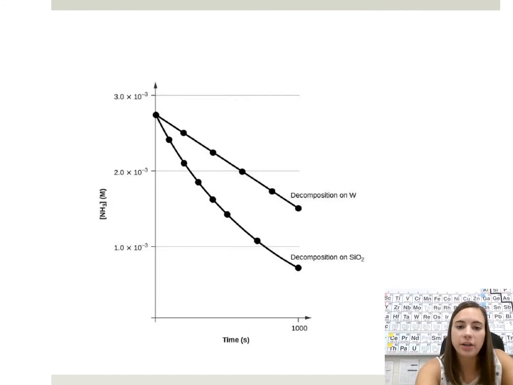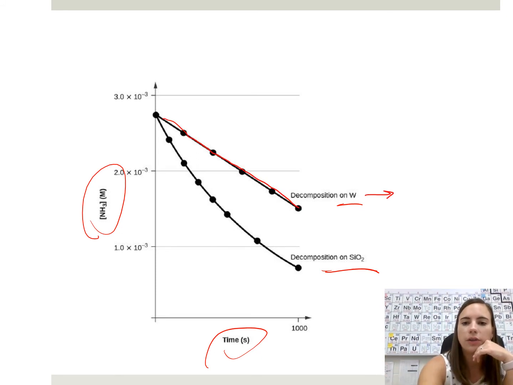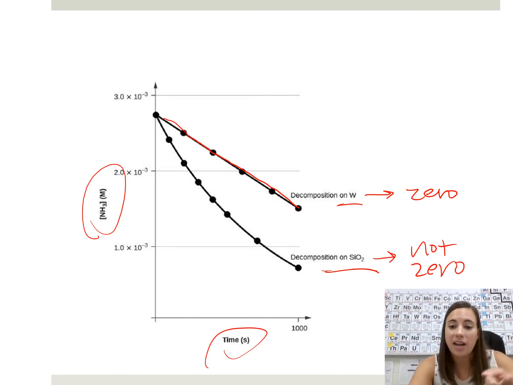We can see that here. So we're given two, I don't have the data. However, it was data for the decomposition of silicon dioxide and the decomposition of tungsten. Both of them are graphed time versus concentration. We're given a linear line for tungsten. So we know that this is zero order. This is not zero order. We would have to try graphing the data versus the natural log of the concentration and then versus the inverse to see if it was first or second order.